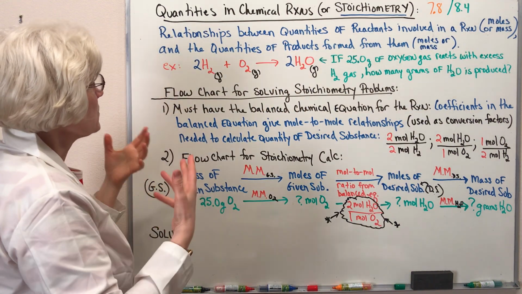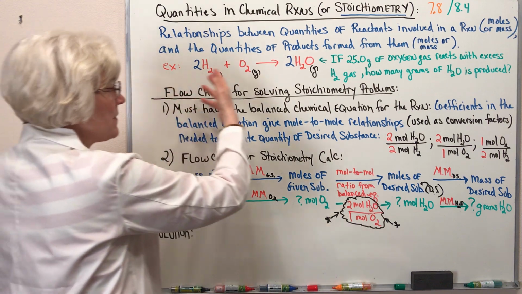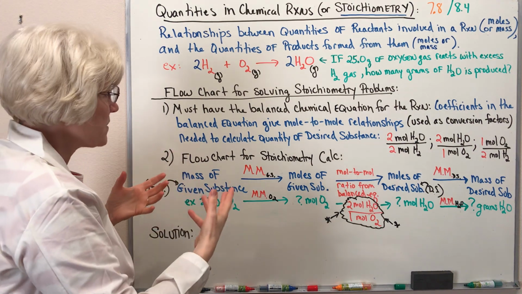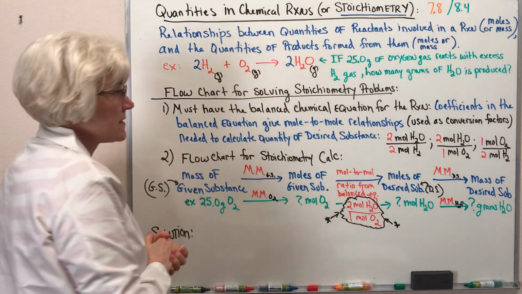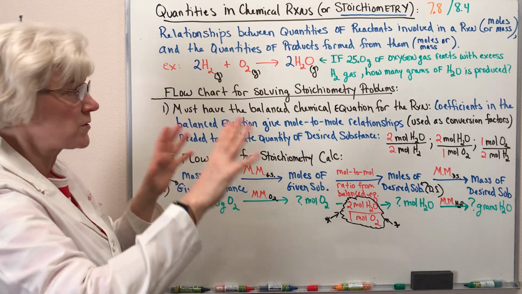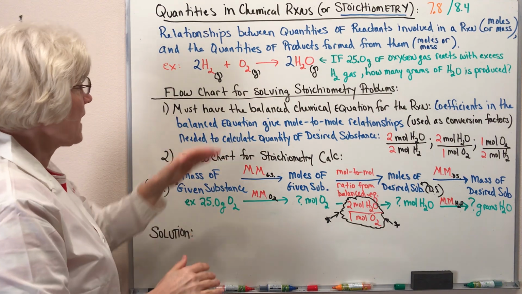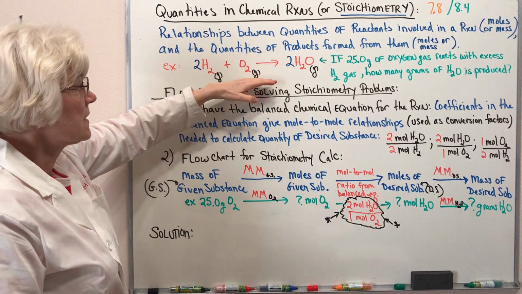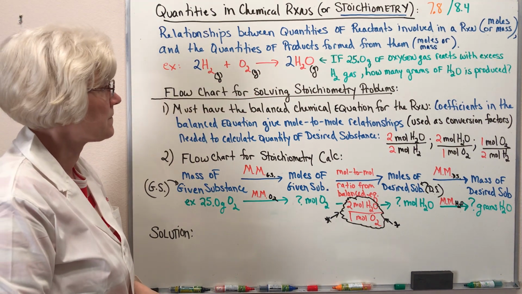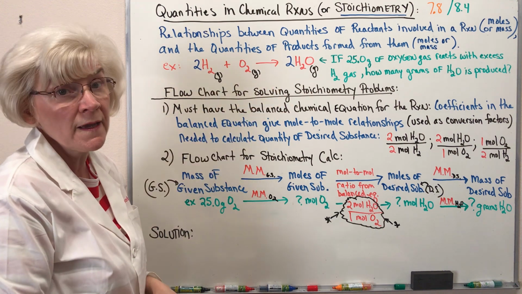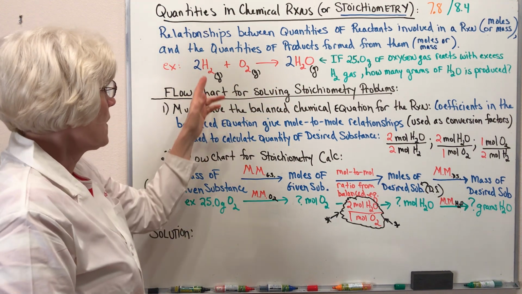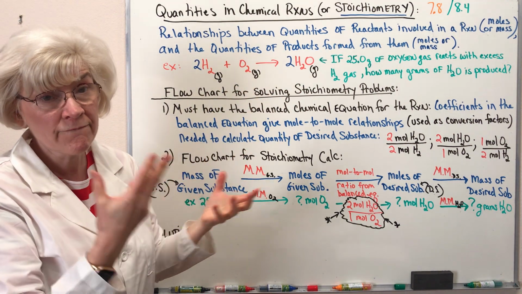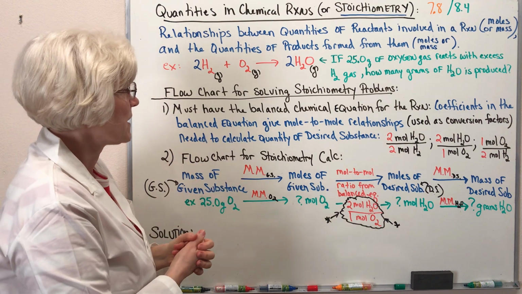Okay, so stoichiometry involves examining relationships between quantities of reactants involved in a reaction and the products that can be formed from them. What sort of relationships? All types. And let's illustrate the idea of stoichiometry, or the concept, with a specific example. What I have up here is the balanced equation for the reaction of hydrogen with oxygen to form water, a very fundamental, very important reaction.